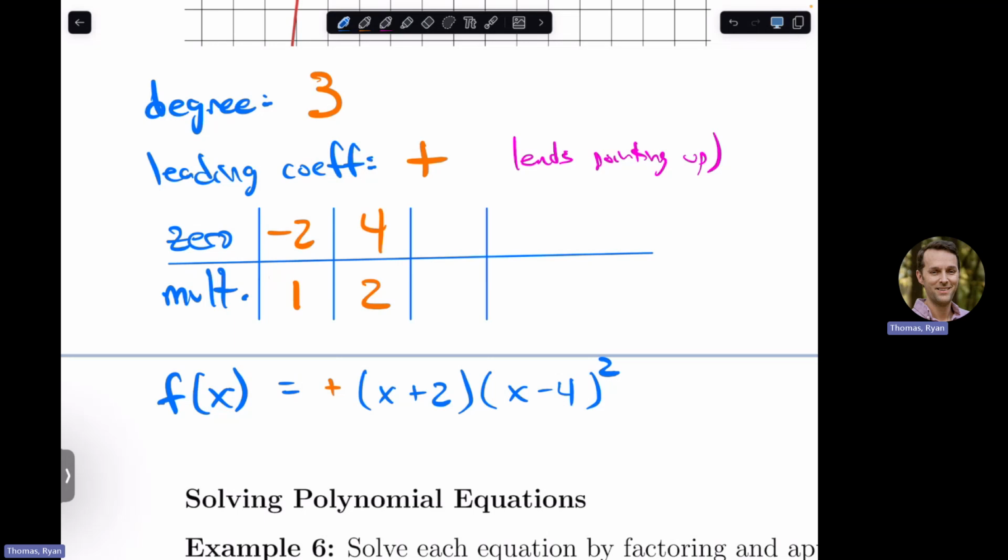Then we ought to be able to check some stuff. Even if I only want to do a rough check, x times x squared does give me x cubed. So the degree matches. If you wanted a more thorough check, I could actually graph this thing and see if it matches the graph that we started with.